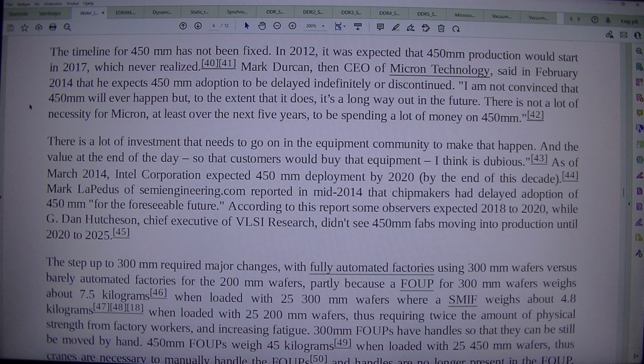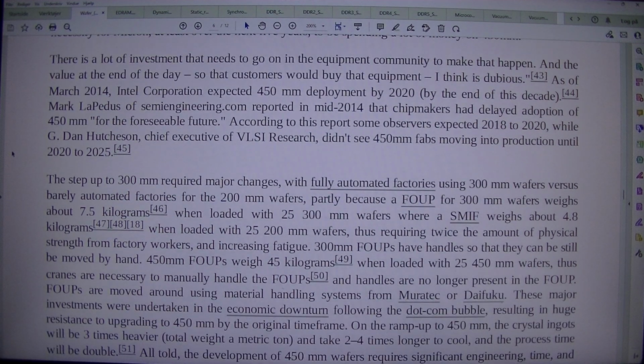There is a lot of investment that needs to go on in the equipment community to make that happen. And their value at the end of the day, so that customers would buy that equipment, I think, is dubious." As of March 2014, Intel Corporation expected 450 mm deployment by 2020, by the end of this decade.